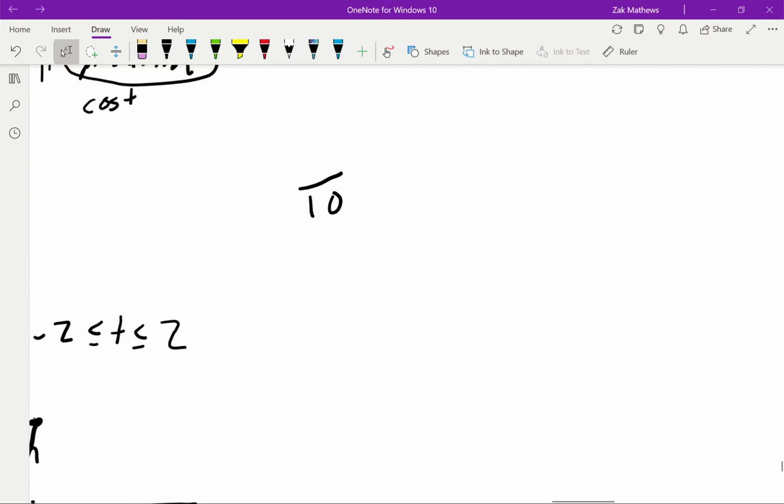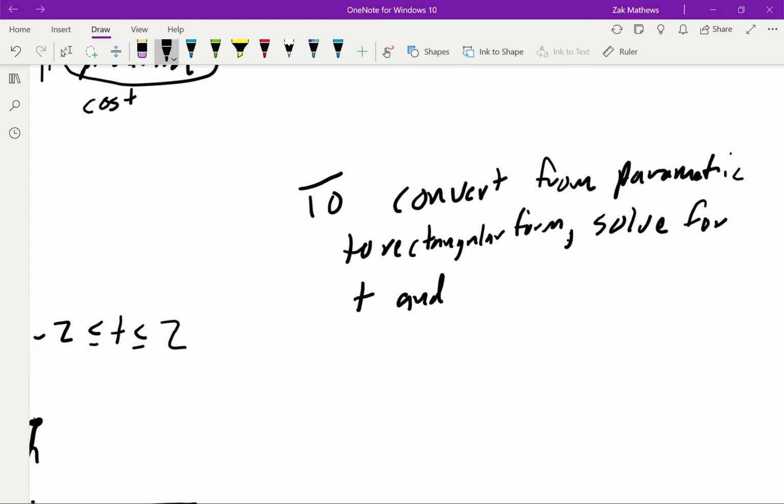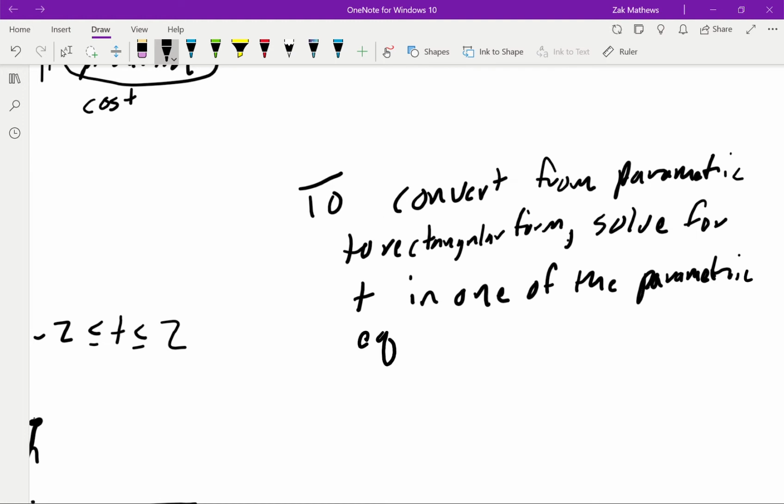So to convert from parametric to rectangular form, solve for t in one of the parametric equations and replace in the other.